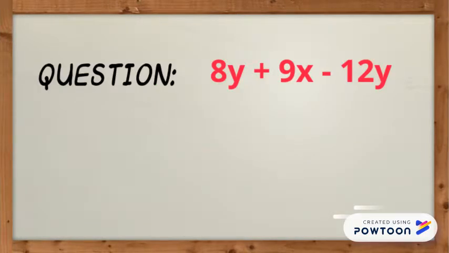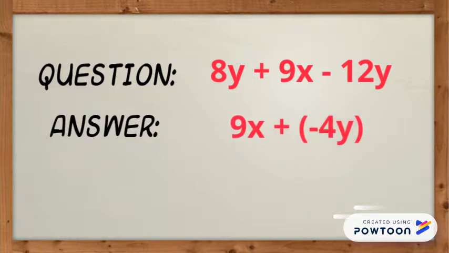Let's solve this question using the previous scenario. If we have 8 bananas and 9 apples, then we take away 12 bananas. We know that the apples are already in their own basket, but the 8y and the negative 12y can be combined to make a negative 4y. Therefore, our answer is 9x plus negative 4y.